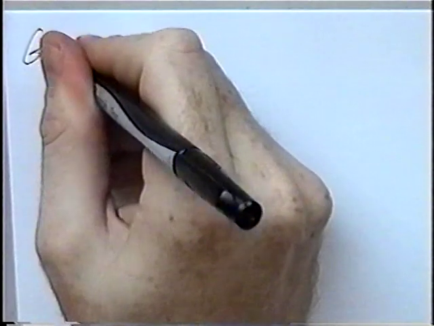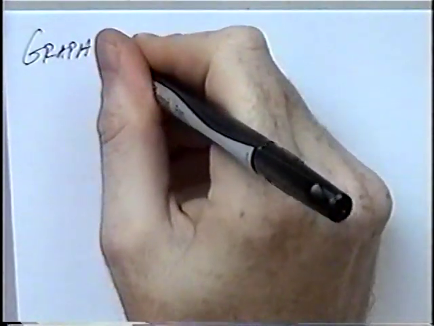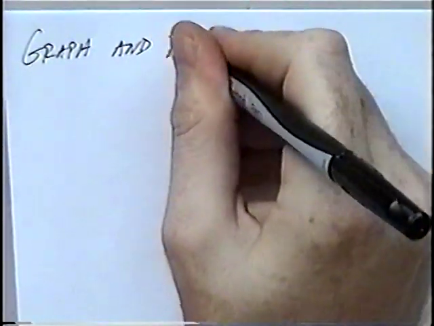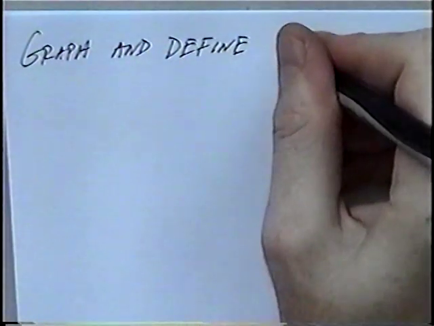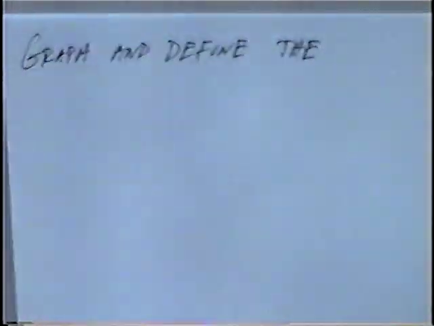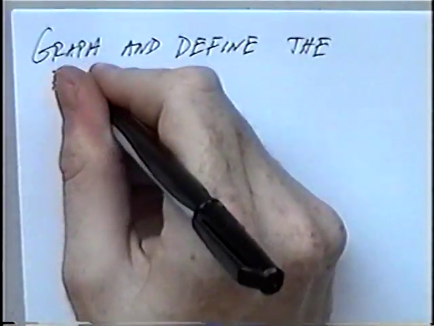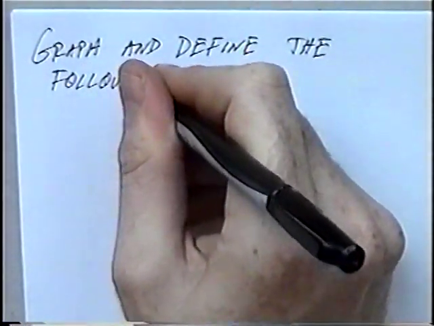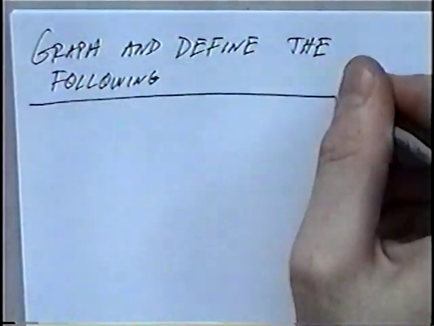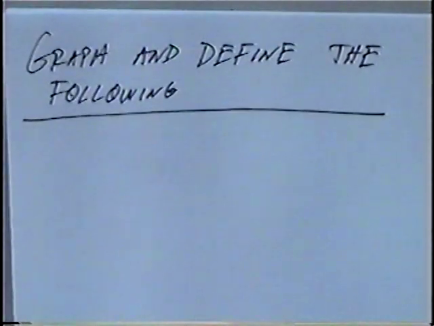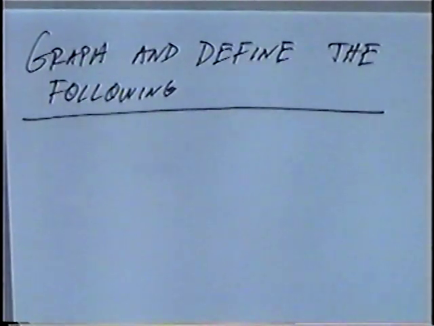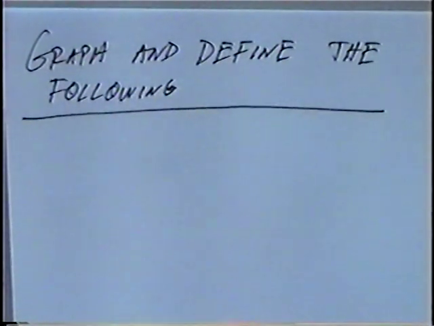Title of the next section is Graph and Define the following. In this section, we'll graph two lines and define them using the definitions.